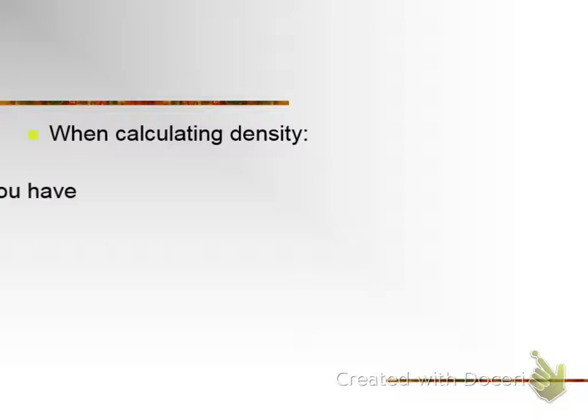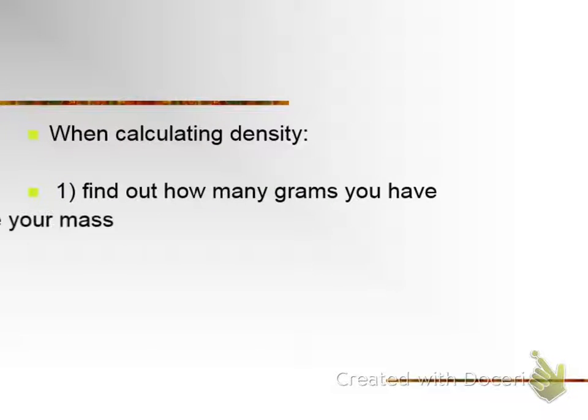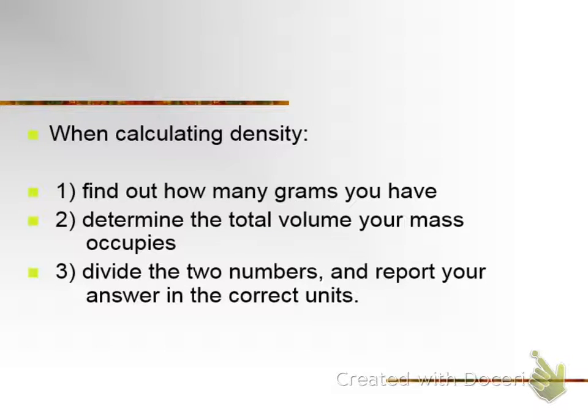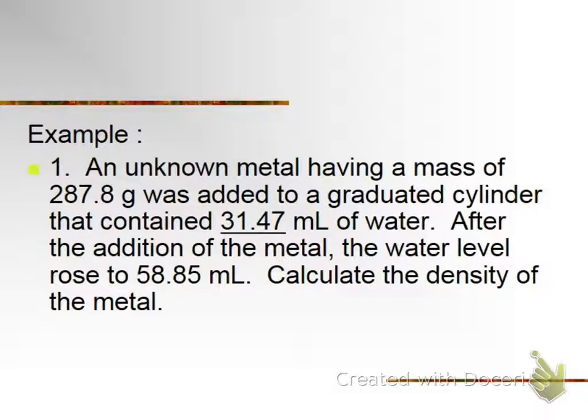When we're calculating density, you want to find out how many grams you have, or the mass. You want to determine the total volume that your mass occupies, and you're going to divide the two numbers and report the answer in the correct units, depending on if you have a solid, liquid, or gas. So here we have an example that we're going to do. It says an unknown metal having a mass of 287.8 was added to a graduated cylinder that contained 31.47 milliliters of water. After the addition of the metal, the water level rose to 58.85. Calculate the density of the metal.